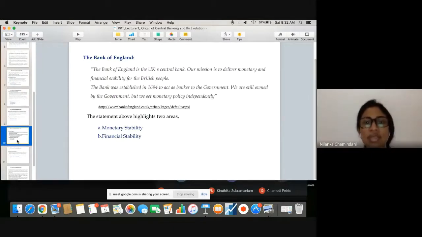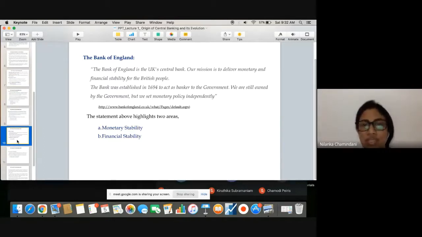The Bank of England is the UK's central bank, the United Kingdom's central bank. Their mission is to deliver monetary and financial stability for the British people. There are two components: monetary and financial stability. The bank was established in 1694 to act as banker to the government. Now we can see that most central banks in this era were started to facilitate the government. We are still owned by the government, but we set monetary policy independently.